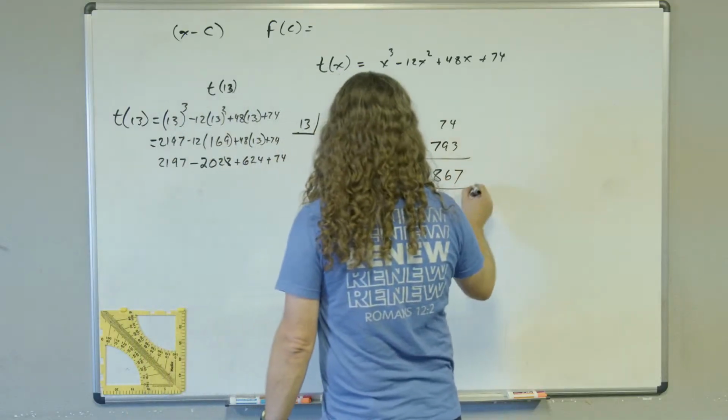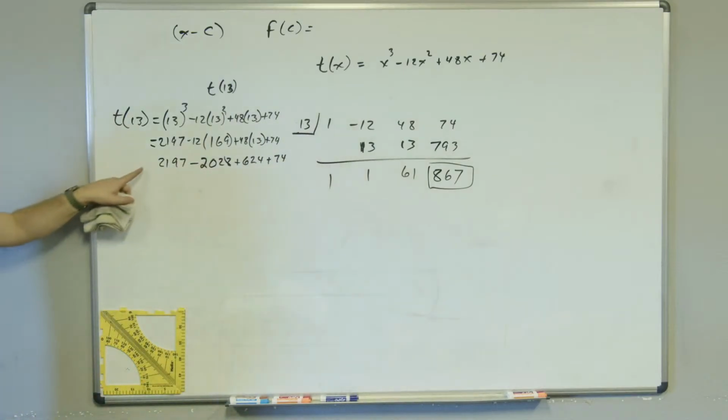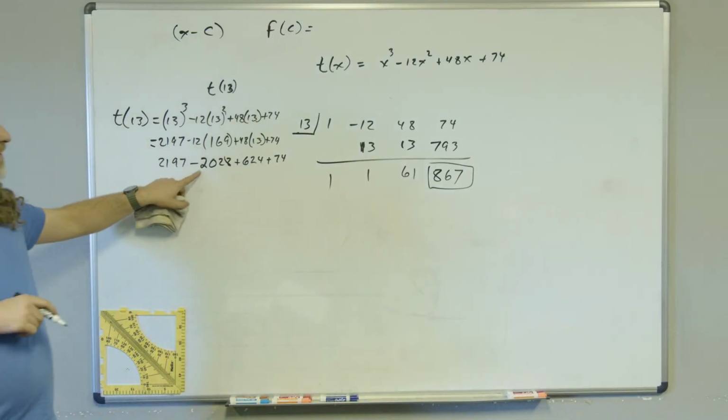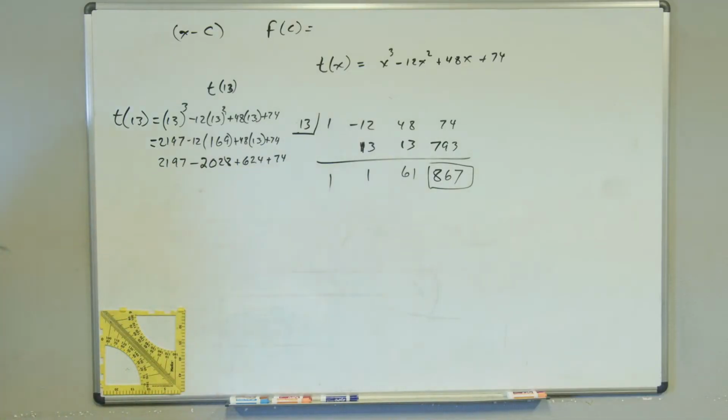So this should be, assuming we don't make any mistakes over here, 867. So when we do 2,197 minus 2,028 plus 624 plus 74, theoretically we get 867. Why don't you punch it in and see?